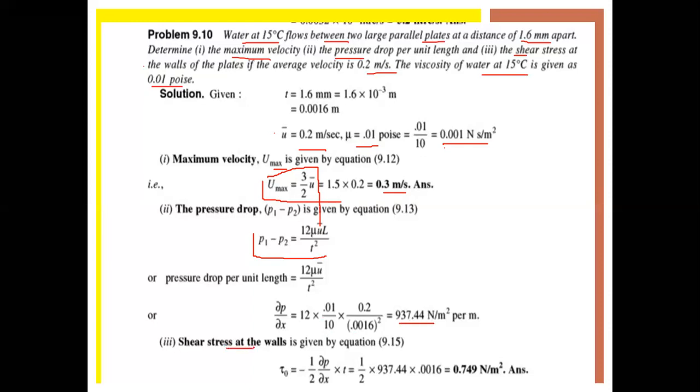Next, the shear stress at the walls is given by, this is the formula for the shear stress. Therefore, tau naught is equal to minus half dP by dx into T. Therefore, 1 by 2 into dP by dx into thickness, that is 0.0749 Newton per meter square. That is the solution for the shear stress at the walls whenever we are taking the water at 15 degrees centigrade.